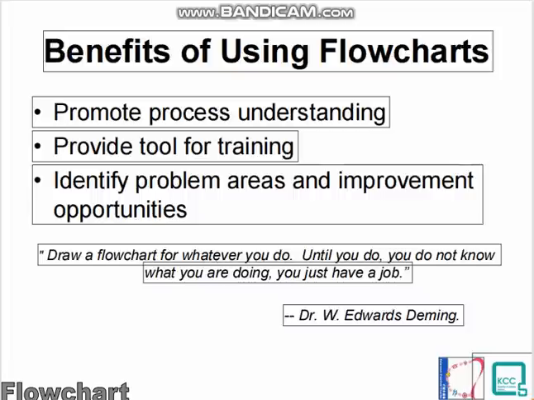Draw a flowchart for whatever you do. Until you do not know what you are doing, you just have a job. By Dr. W. Edwards Deming.